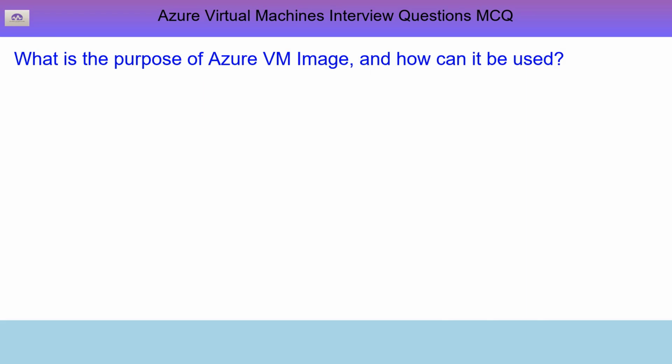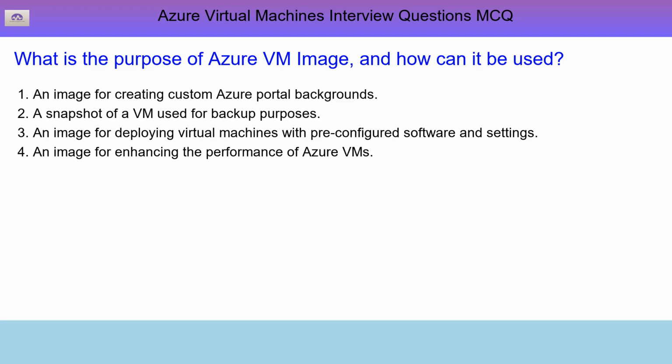What is the purpose of Azure VM image, and how can it be used? Here are your options. 1. An image for creating custom Azure portal backgrounds. 2. A snapshot of a VM used for backup purposes. 3. An image for deploying virtual machines with pre-configured software and settings. 4. An image for enhancing the performance of Azure VMs. The correct answer is a snapshot of a VM used for backup purposes.